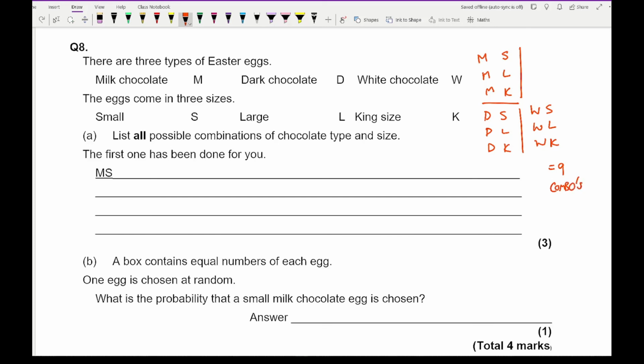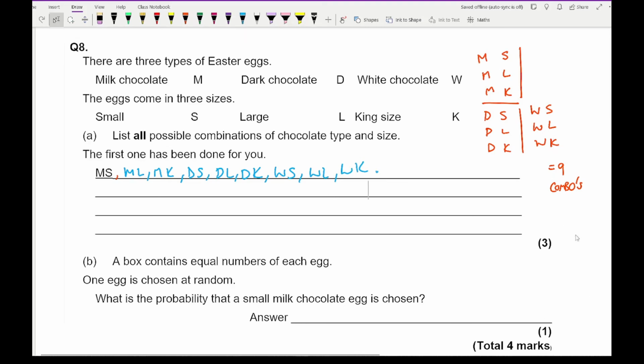So all I need to do is just copy that into the list. So I've got MS, ML, MK, and then DS, DL, DK, and then WS, WL, WK. That's all 3 marks. Now, if you could go straight into the list, then that's absolutely fine, but I always tend to find working in a table tends to work easier for me.